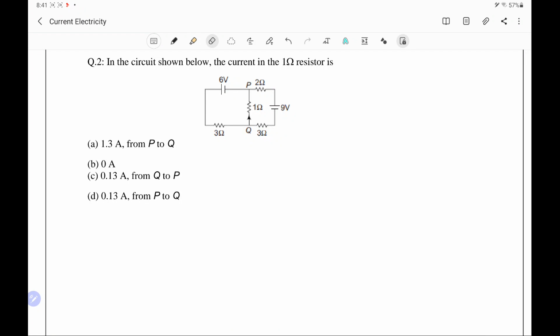Now we solve this question number 2 with the loop rule. As per the loop rule, we use the convention that voltage drop or the potential drop will be taken positive when we traverse in the loop, and if voltage rises in the direction of traversal of the loop, then it will be taken negative. Using this convention, we proceed with the given problem.